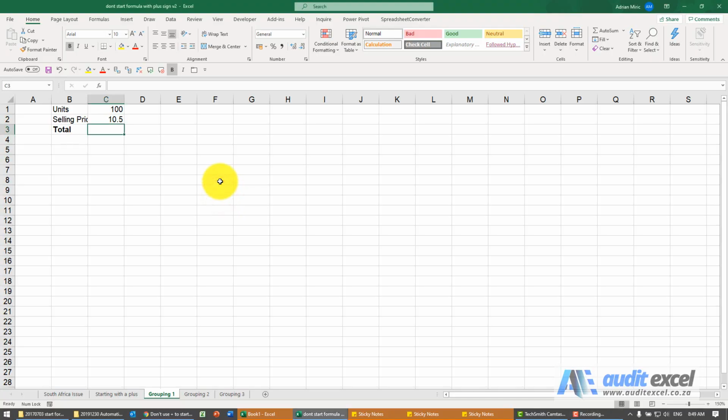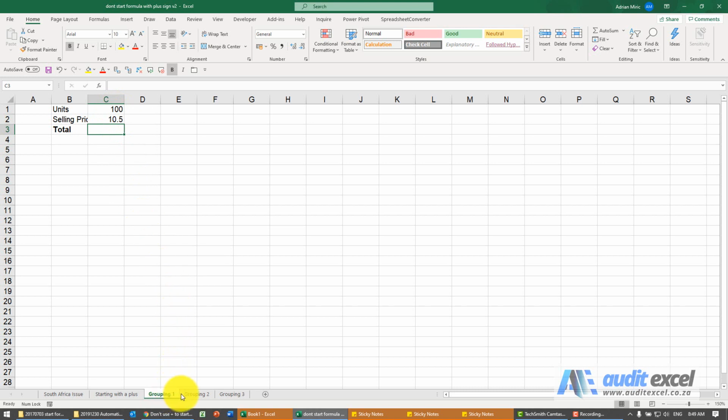Be careful if you start formulas with a plus sign instead of starting with the equal sign. So here's one place where Excel gets it wrong. You'll see I've got 3 different sheets here. I've realized I haven't put the total in. I need to multiply that by that.